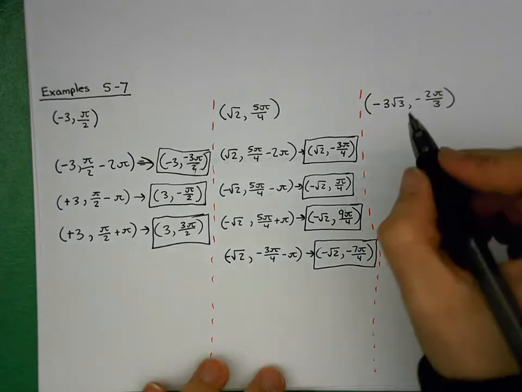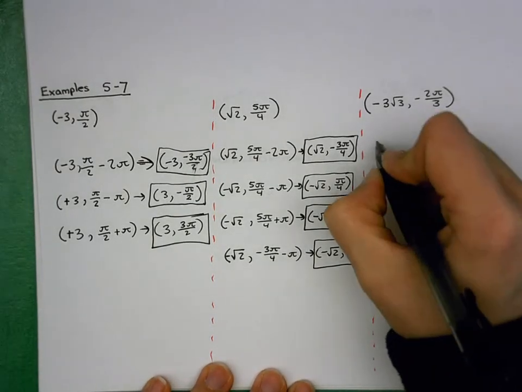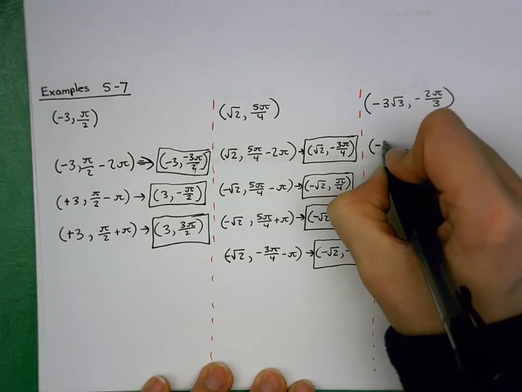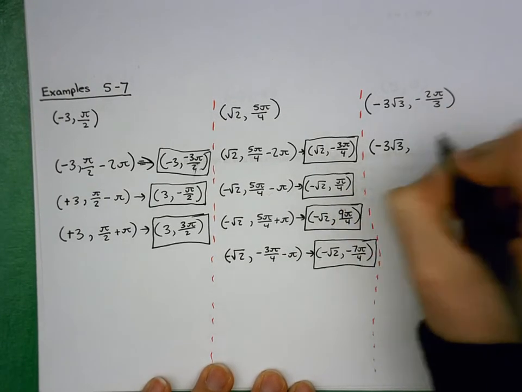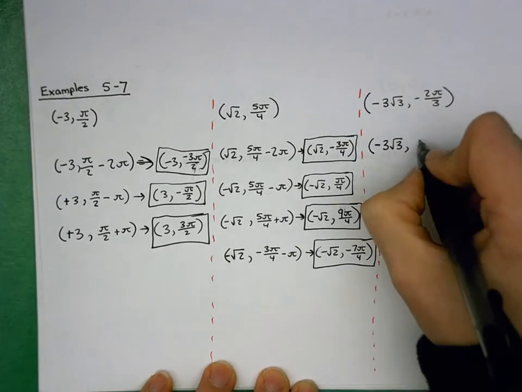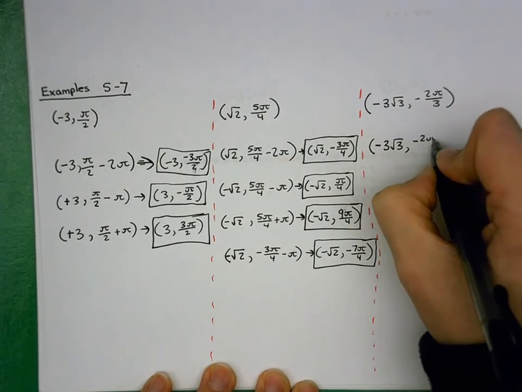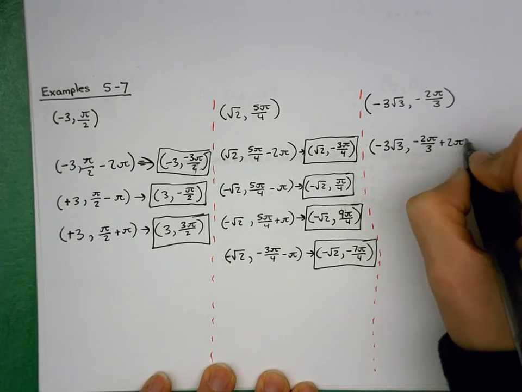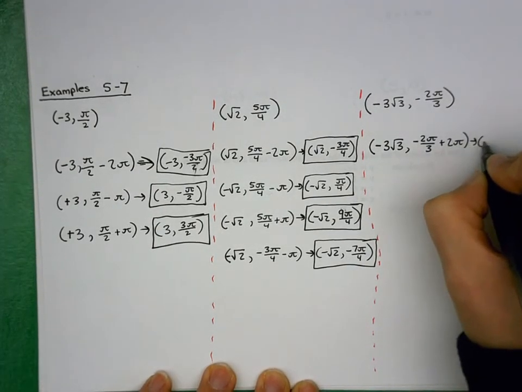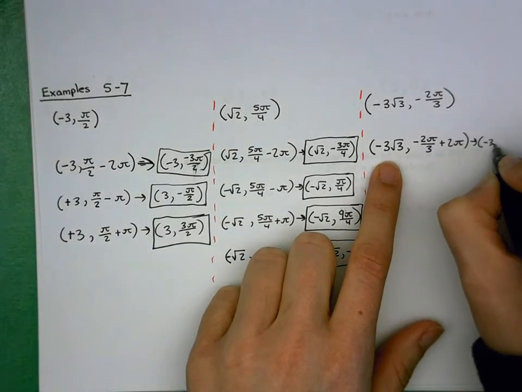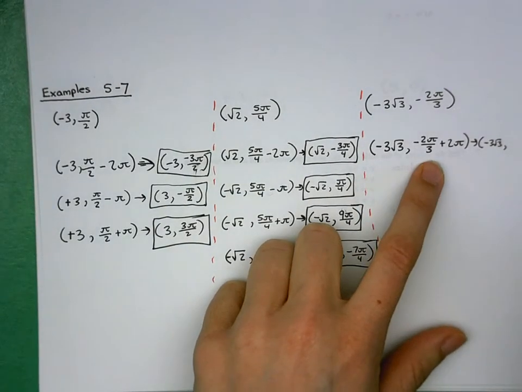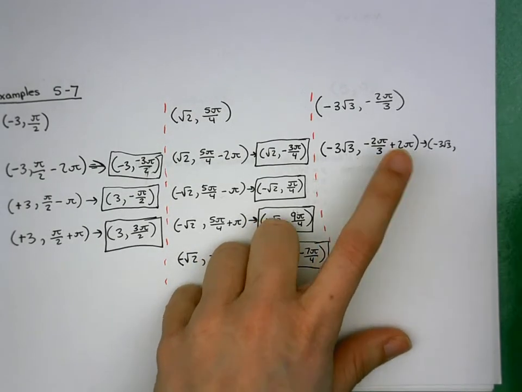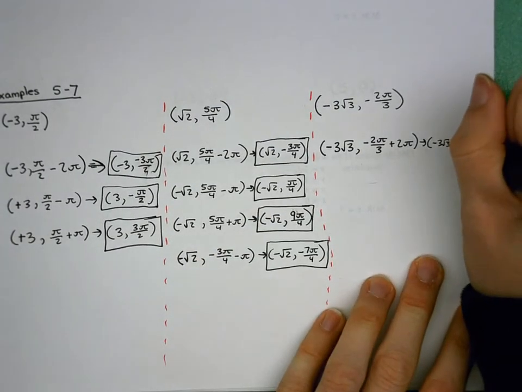Okay, and then our last one here, we've got our negative 3 root 3, which is our r, and then negative 2 pi over 3, either plus or minus 2 pi. In this case, we're going to add 2 pi, which is same r, negative 3 root 3, and then negative 2 pi over 3 plus 2 pi is negative 2 pi over 3 plus 6 pi over 3, or 4 pi over 3.